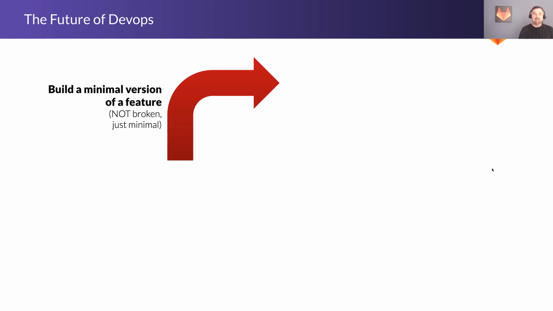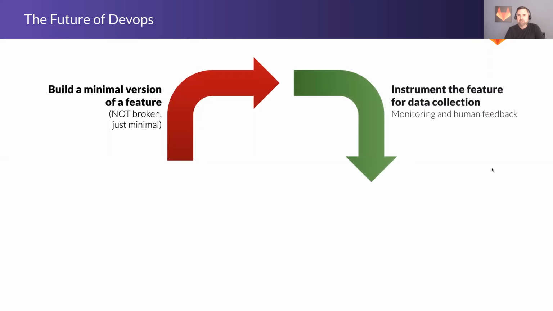I challenge you to get smaller and smaller and smaller with your features. Sometimes you're releasing versions of features that don't even have any visible functionality yet, but you're able to see how the code performs in production, and you're able to start gathering data on it before you even have a feature to roll out. That lays the groundwork for that feature to be highly performant and of high quality in the future. So once you've built a minimal version of that feature, instrument it for data collection.